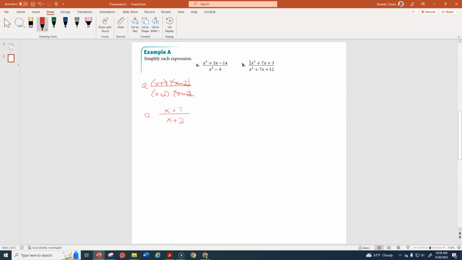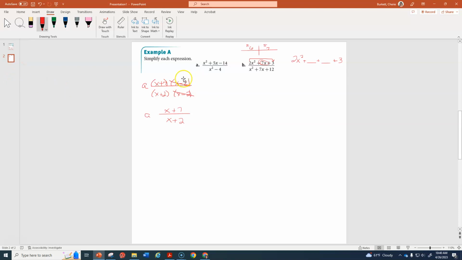The second one, this is the AC method. So I know when I have the AC method, I have to split this 7 into two parts. So I'm doing 2x squared. I'm going to have plus one x term plus another x term, and those two terms are going to add together to give me 7, and then it's going to be plus 3. And where do I get the two numbers? I multiply the a and the c together. So I'm looking for factors of 6 that sum to 7. So there's my factor sum table.